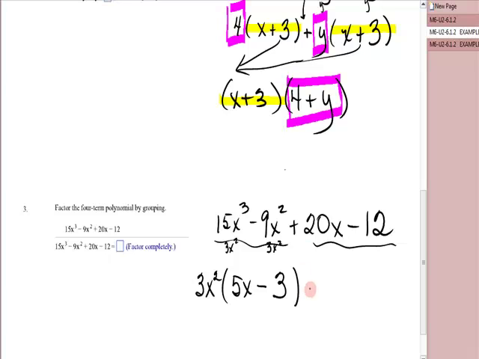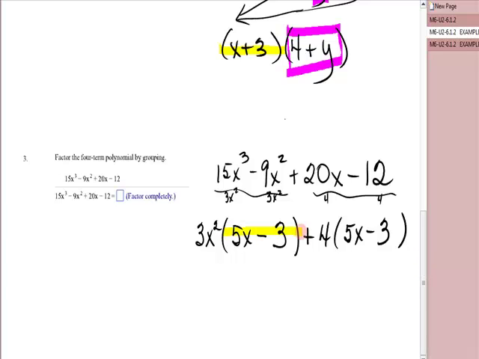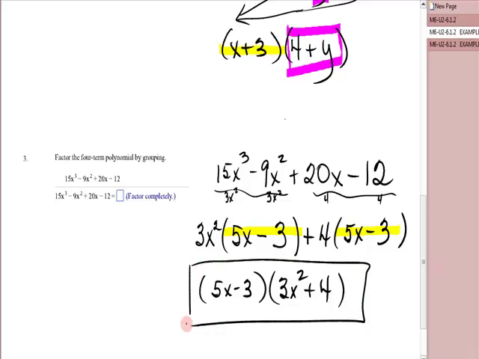Next group, common factor, it's going to be positive. 4 goes into both of those. 4 goes into the first one, 5x times. 4 goes into the second one, minus 3 times. Well, here's my common binomial. I grab it, I write it out in front. What's the leftover factor? 3x squared and plus 4. Those are my factors.